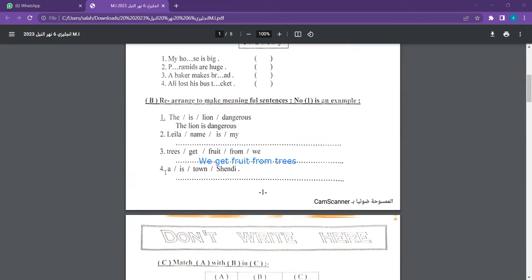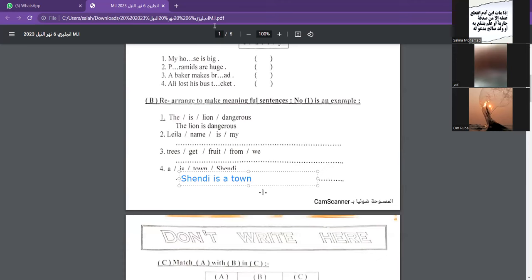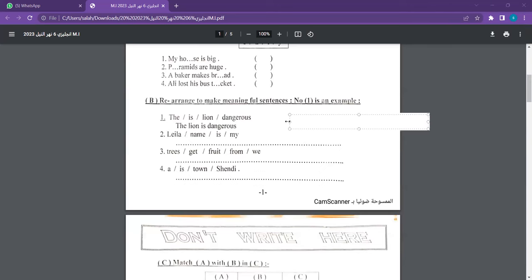Okay. Number four. Is town shandy? A town is shandy. Is it town is a shandy or shandy is a town? Which one is right? A town is a shandy. Shandy? We will start with shandy. Shandy is a town. Yes, that is good. Shandy is a town. Very good. Okay, let us continue.